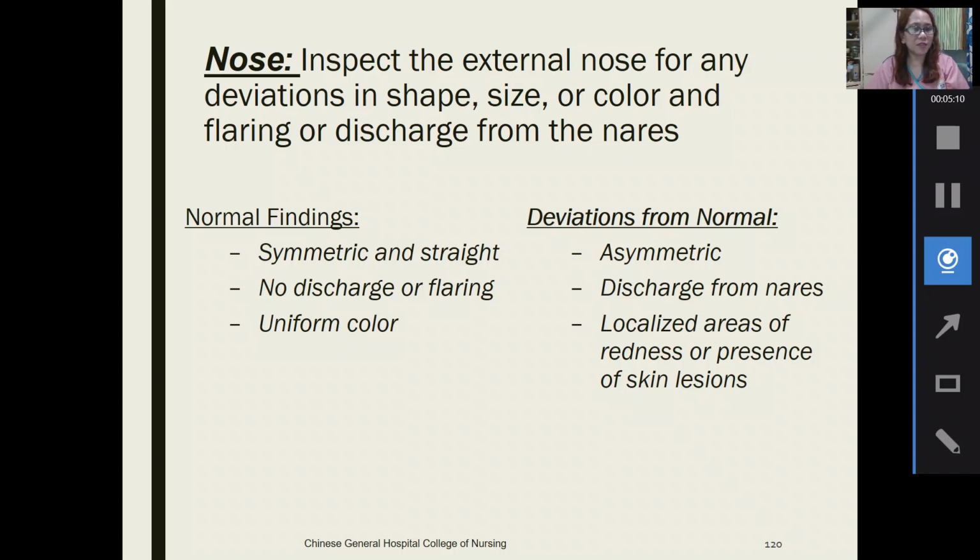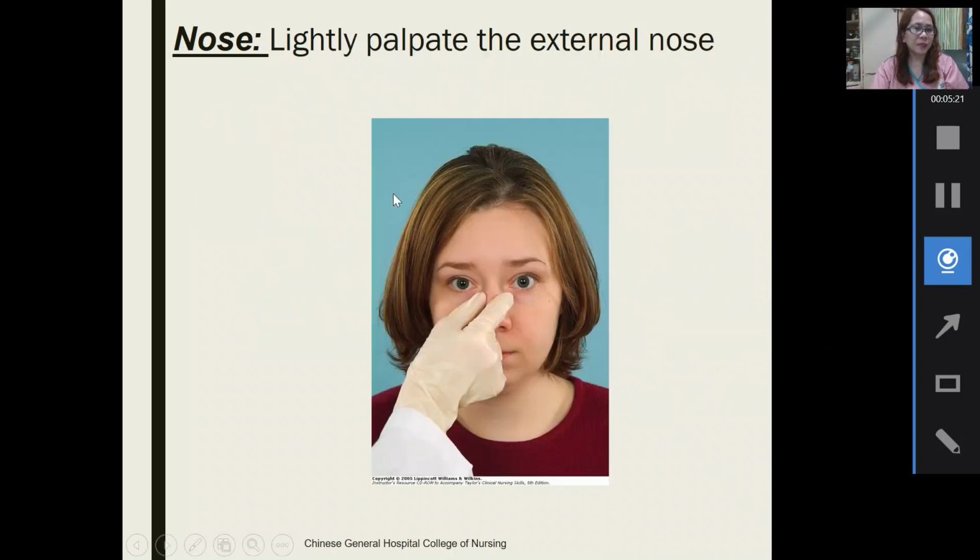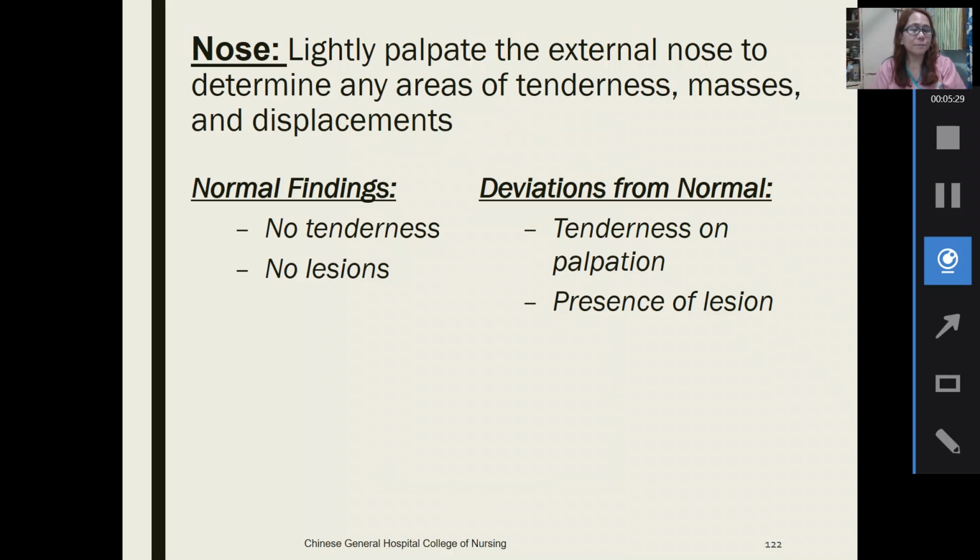Deviation from normal, it is asymmetric. There is a discharge from nares. May sipon siguro. There is a localized areas of redness or presence of skin lesions. And lightly palpate the external nose. Okay, external nose. Palpate mo yan. And then, that is for you to determine the areas of tenderness or pain, masses, and displacement. So, normal findings, there should be no tenderness, there should be no lesions. So, abnormal findings, so there is tenderness or pain upon palpation, and there is presence of lesions.